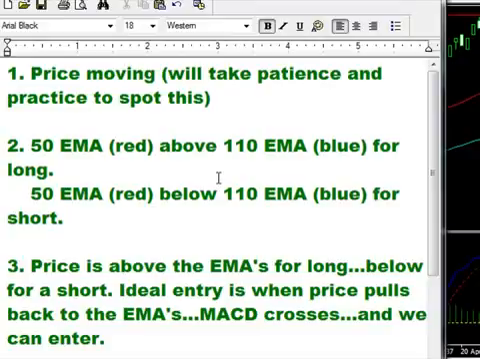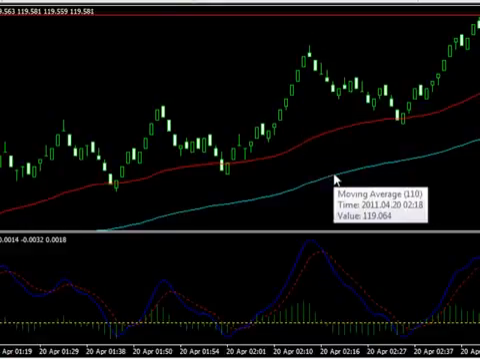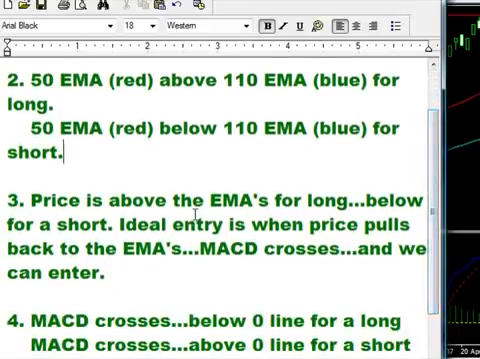We're going to use a 50 EMA and a 110 EMA. And we see that here. So the red is the 50, the blue is the 110. The red's got to be on top of the blue to go long, vice versa for a short. Okay, and price has got to be above the EMAs for a long, below for a short. The ideal entry is when price kind of pulls back to the EMAs and then the MACD crosses, and that's when we can enter. And I'll show you a bunch of examples here.